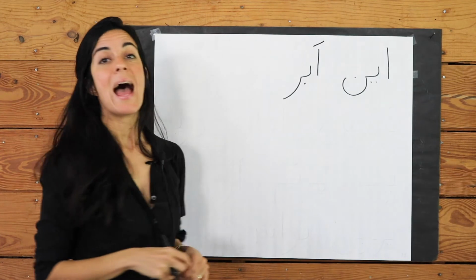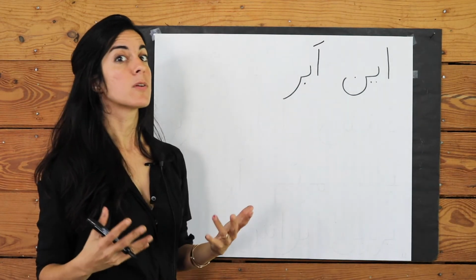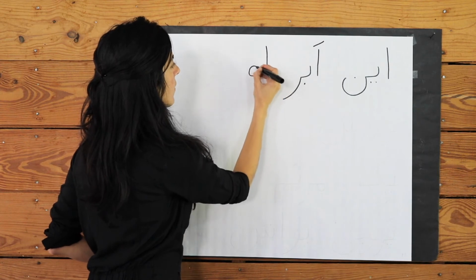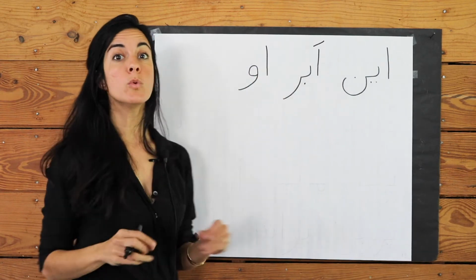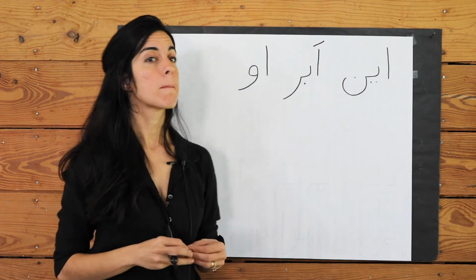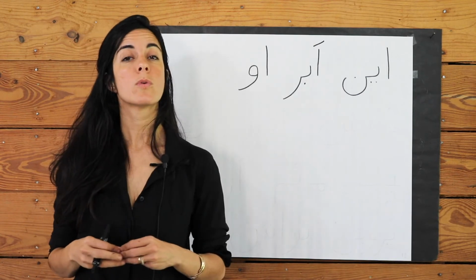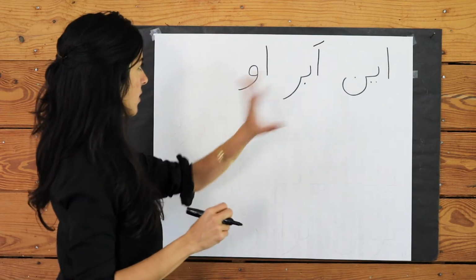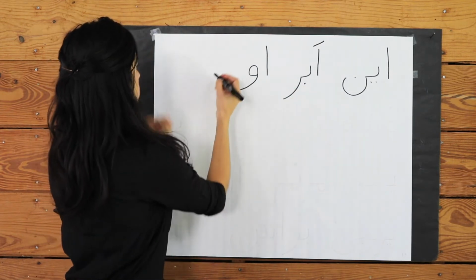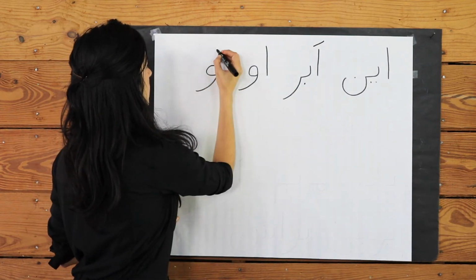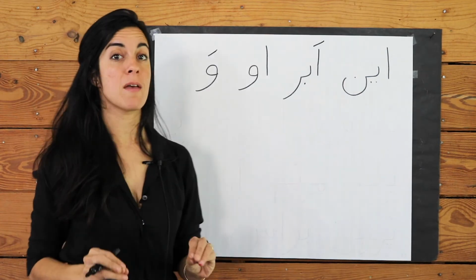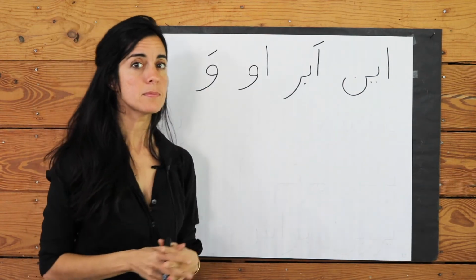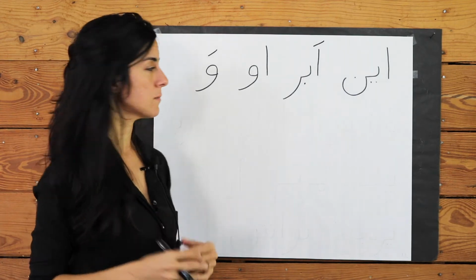Becomes abr. Abr, or cloud. An a combined with an u vowel becomes u, and u means they, the genderless they. Now this is a v, and it has an a accent. It becomes va. Va simply means and.